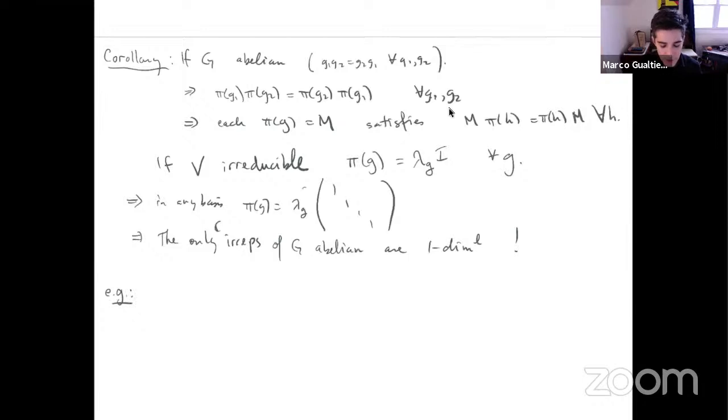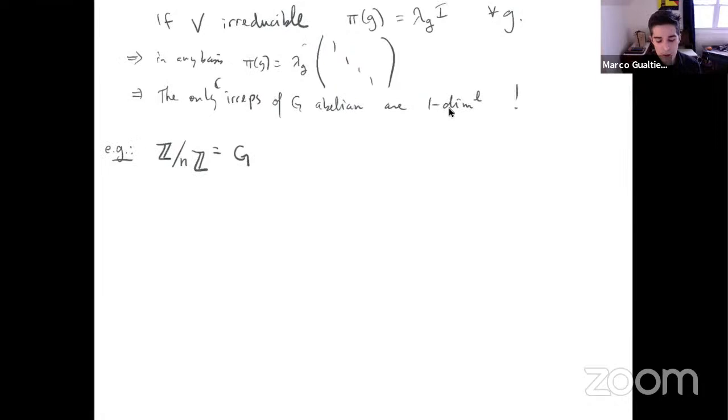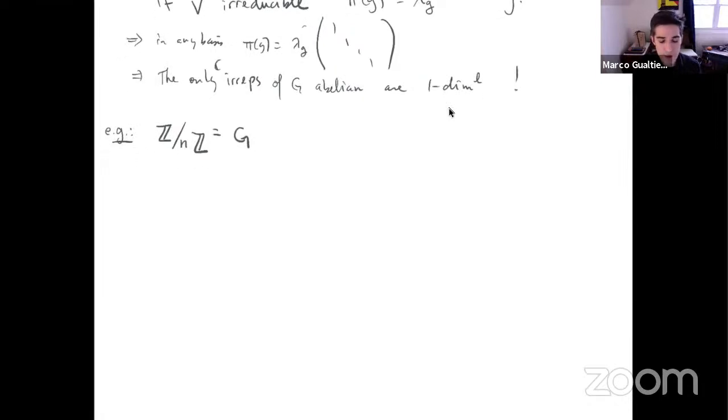Suppose that we took Z mod NZ to be our group. This is an abelian group, and I want to define a representation. So for every group element, I want to define a matrix. I want it to be an irreducible representation, so that's going to be a 1-by-1 matrix. Okay, so this group has a generator.